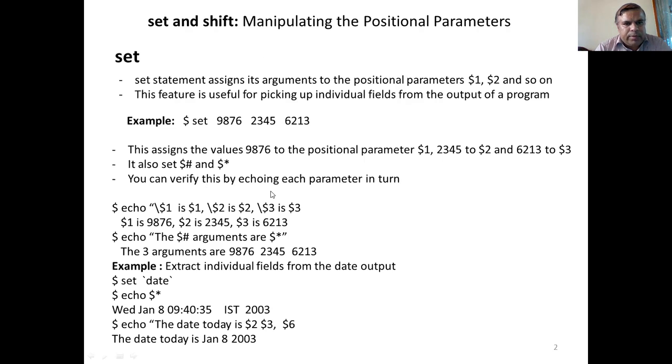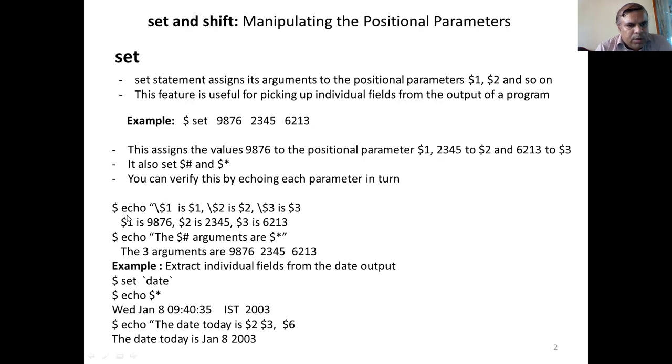And how do you verify these values of the positional parameters? You can verify this by echoing each parameter in turn. Okay, so here is the example. Echo. I want to print the values of the arguments in this format. $1 is 9876, the value of $1. $2 is the value of $2, 2345, comma, $3 as it is, then is the value of $3, 6213.